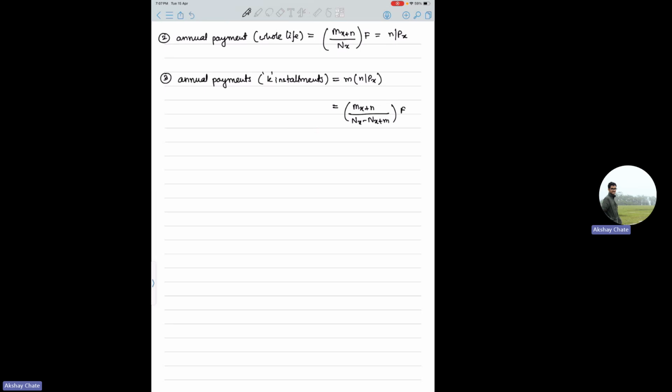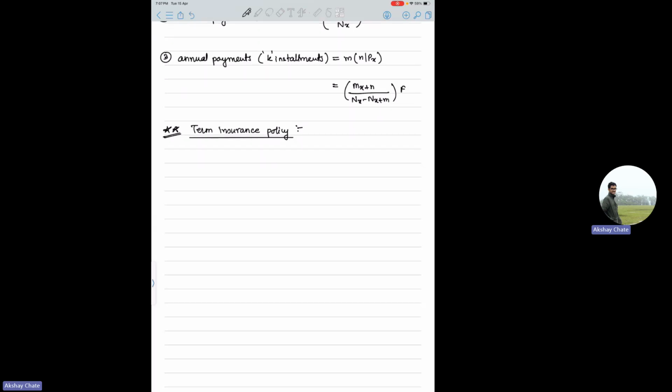So let's talk about term insurance now. So here also, as I told you, it only covers if you die. Then only you'll get death cover. Otherwise, you won't get anything. So you have to die within a certain term. Anyway, that's not the point.